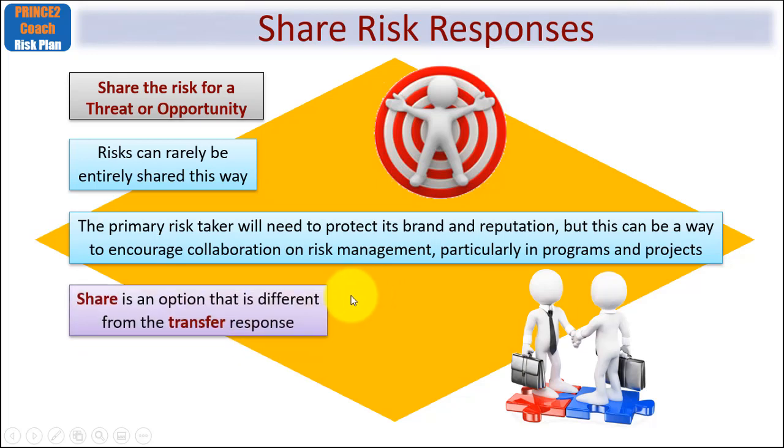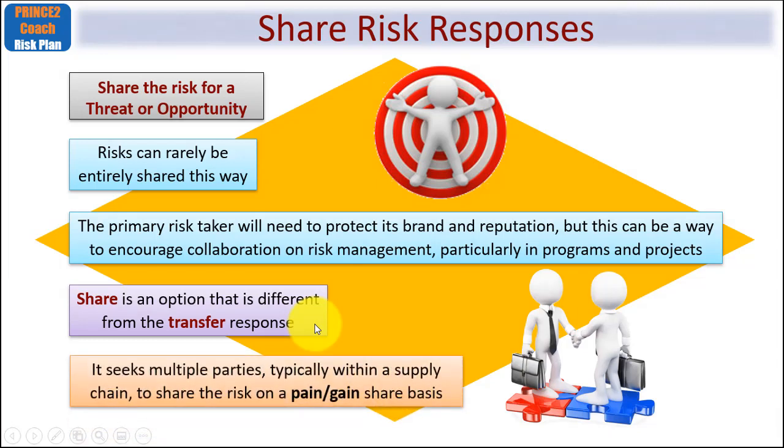What you must be absolutely clear on is that share is a different option than transferring. With share, you're sharing either the pain or the gain should the threat or opportunity arise. It seeks multiple parties, typically within a supply chain, to share the risk on a pain-gain share basis. So as a result of risk management, if an opportunity now happens due to your responses, then that may mean some monetary payment on an agreed formula. By the same token, if a risk occurred and costs were therefore incurred, then again the costs will need to be assigned to the parties concerned.